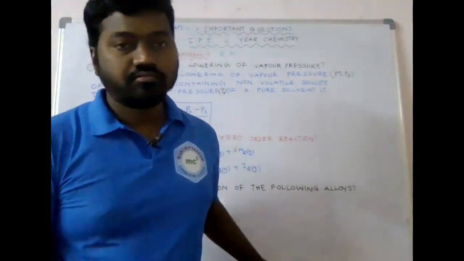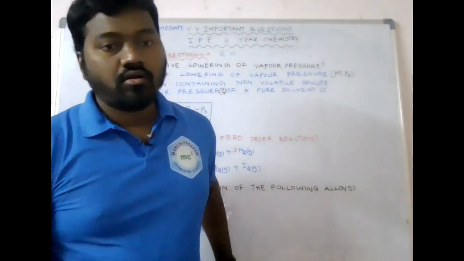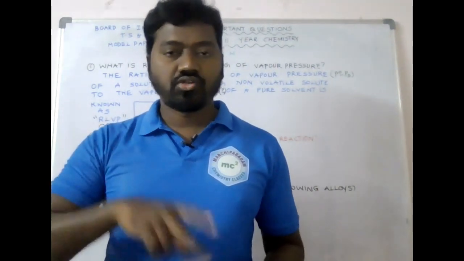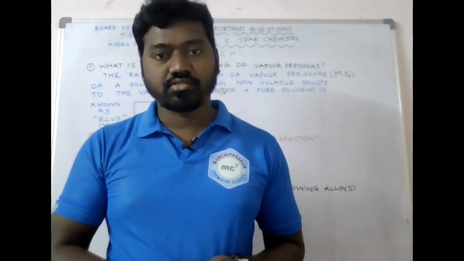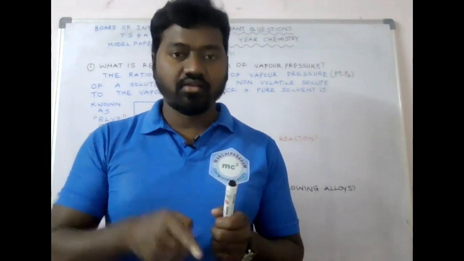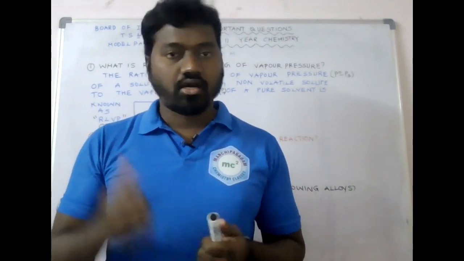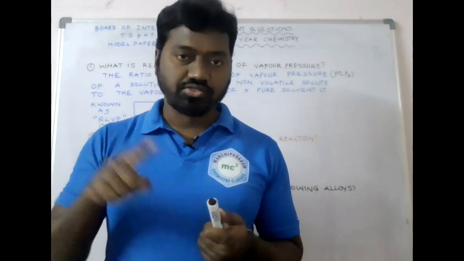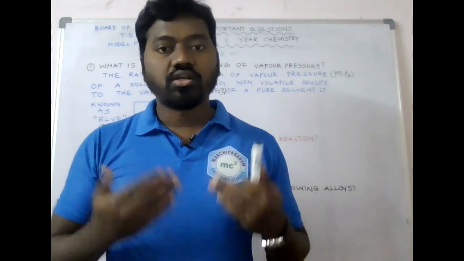Brass is containing zinc and copper, right? The combination of copper and zinc is nothing but brass. Bronze is what? The combination of copper and tin is called bronze. And next, German silver is what? The combination of copper, zinc and nickel. So what is the composition?